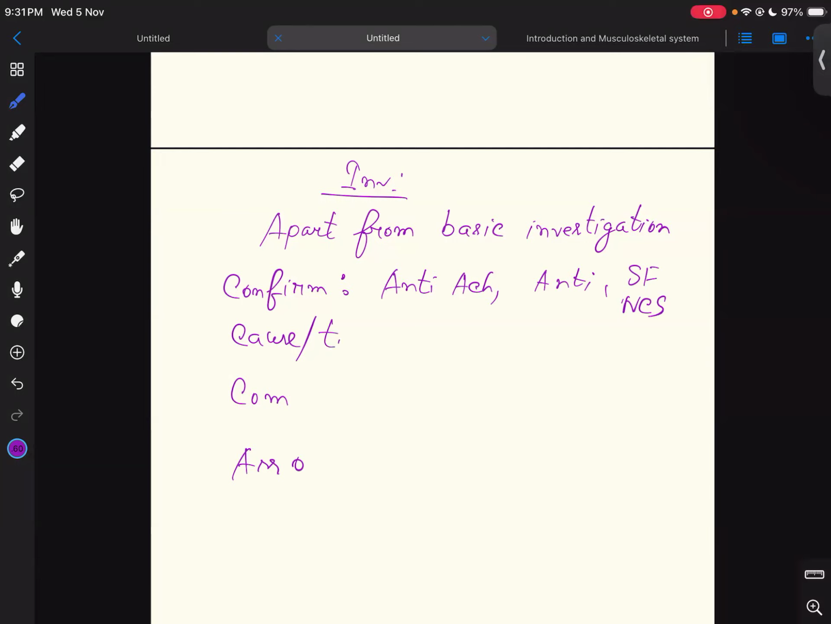Then to find out the cause or trigger, we have to do drug screening, like whether the patient has recently taken any azithromycin. We have to check from the basic investigation, from the complete blood count, whether there is any evidence of infection, because infection is a risk factor, a triggering factor for myasthenia gravis exacerbation. Then for the complication, we have to do spirometry.